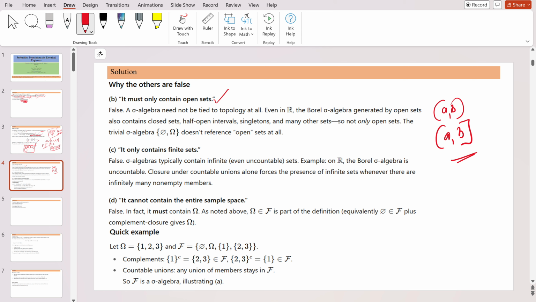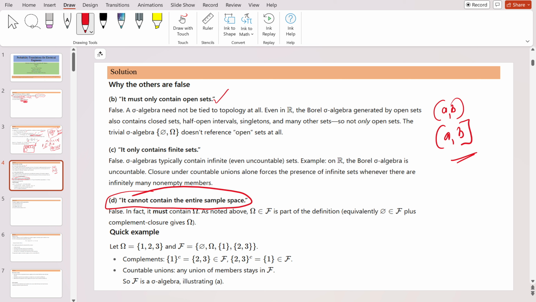Okay, and option D, that it does not contain omega, is very wrong. In fact, omega, which is placed inside of F, can be formed as the overall sample space of F. Because if omega is inside F, then A complement will also belong to F.